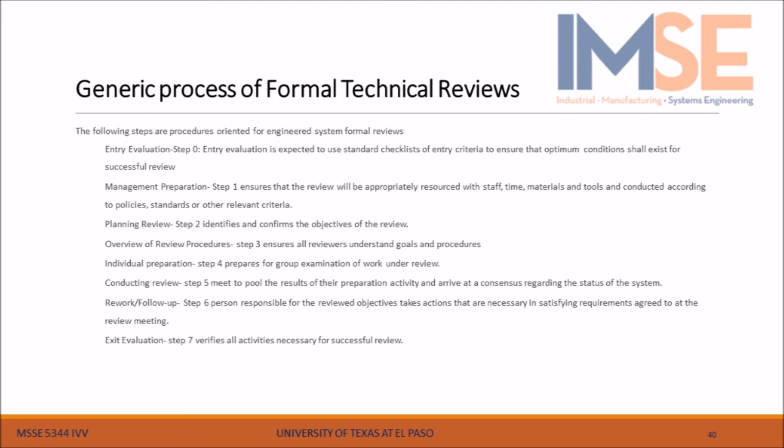Planning, step 2. Identifies and confirms the objectives of the review. Overview of review procedures, step 3. Ensures all reviewers understand goals and procedures. Individual preparation, step 4. Prepares for group examination of work under review. Conducting review, step 5. Meet to pool the results of their preparation activity and arrive at a consensus regarding the status of the system. Rework follow-up, step 6. The person responsible for the reviewed objectives takes actions that are necessary in satisfying requirements agreed at the review meeting. Exit evaluation, step 7. Verifies all activities necessary for a successful review.